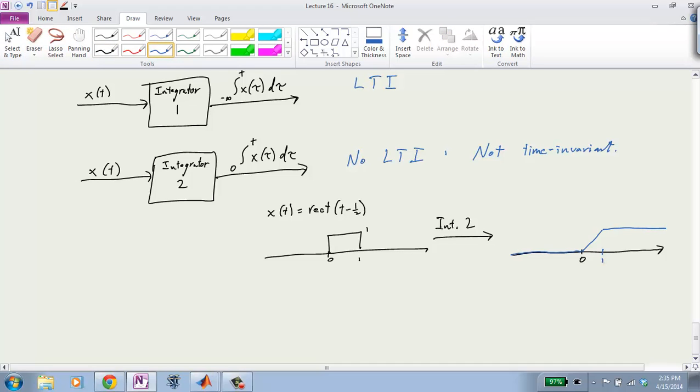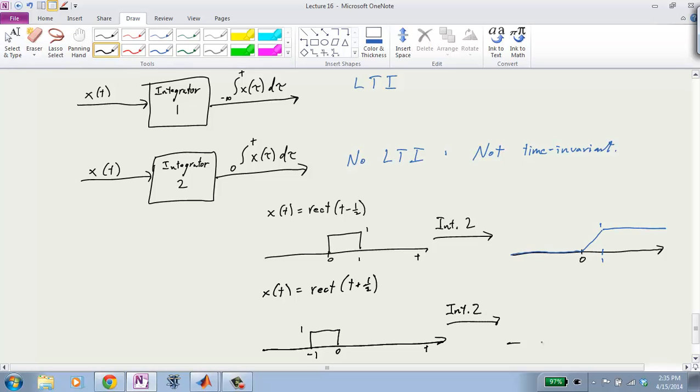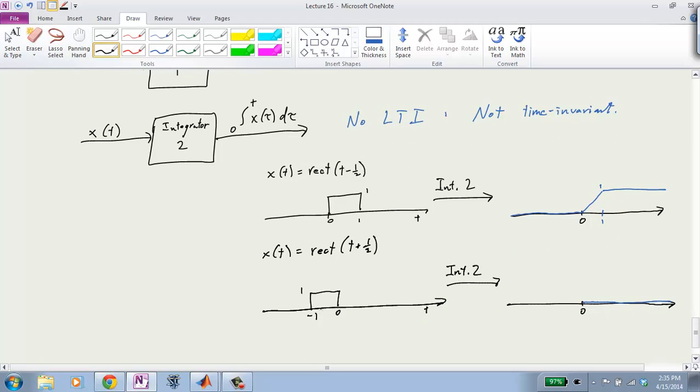All right. Now let's shift the input. Let's look at x of t equals rect of t plus a half. So all I've done here is shift it like this. And again, let's apply this integrator 2. And we get that now if we do the calculation, for all positive t, it's 0. And for negative values of t, we start to get an integral. It's an integral from 0 to t, but t is negative, so it's going to be the negative of the switched direction of the integral. So it's going to go like this. Okay, and clearly that's not time invariant because shifting the input here did not result in the output just shifting.